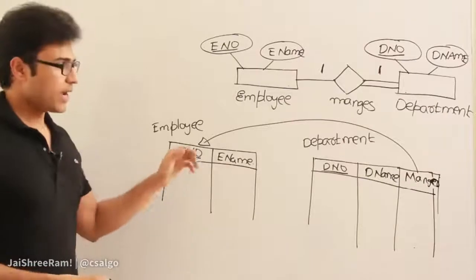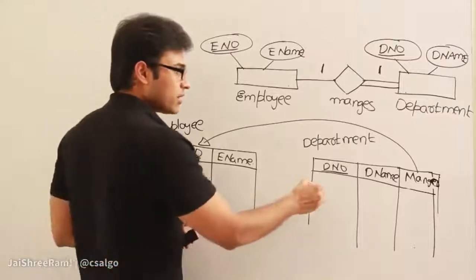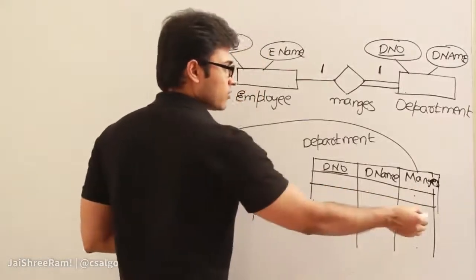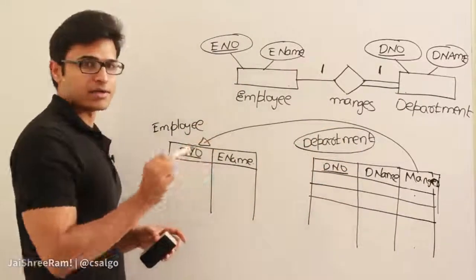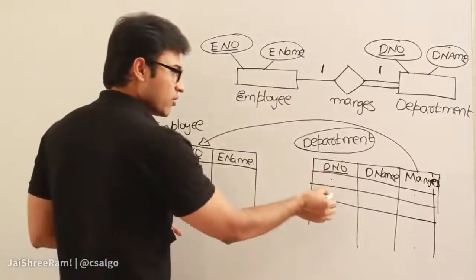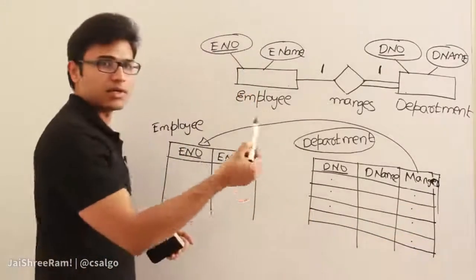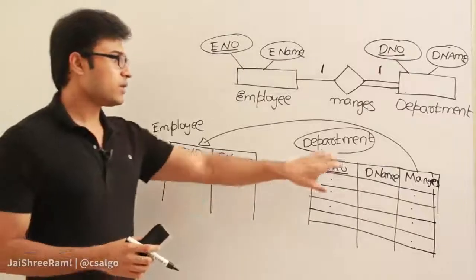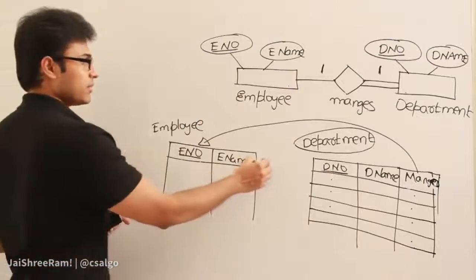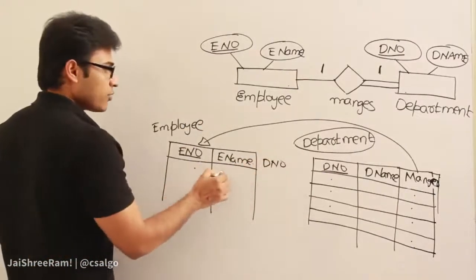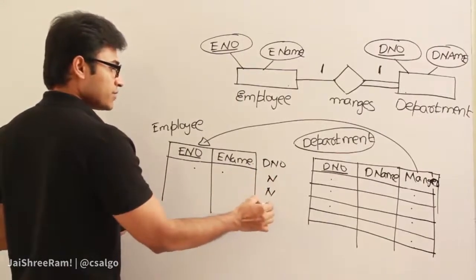The reason is, if I add this particular entity on the total participating side, then for every department this will contain some value, because department is defined in such a way that every department should have a manager, isn't it? Therefore, for every tuple of department, definitely there will be a manager. That is the semantics of the database, right? But if I include the department number on this side, then every employee might not manage a department. Therefore, for most of the employees, we might get null.